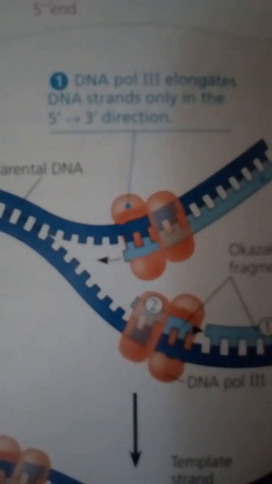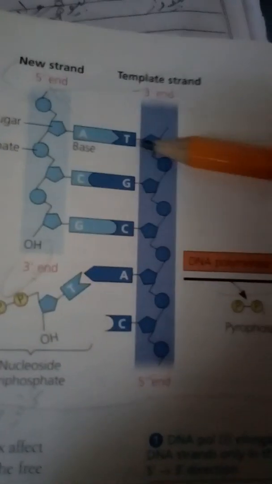Antiparallel elongating. As we have noted, the two ends of a DNA strand are different. Notice that this one is 5 prime and this one is 3 prime. In addition, the two strands of DNA in a double helix are antiparallel, meaning that they are oriented in opposite directions.